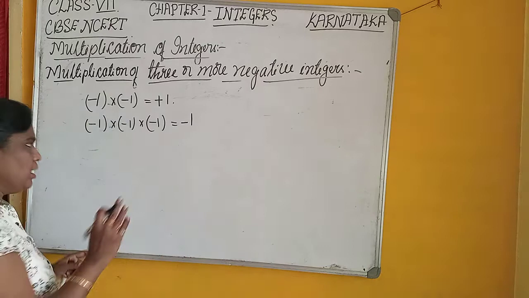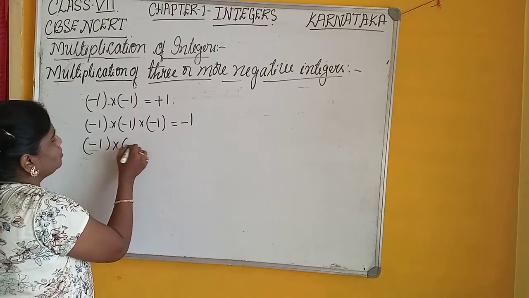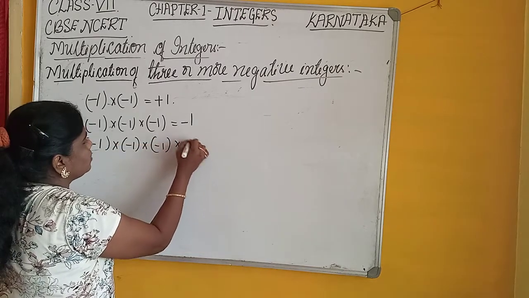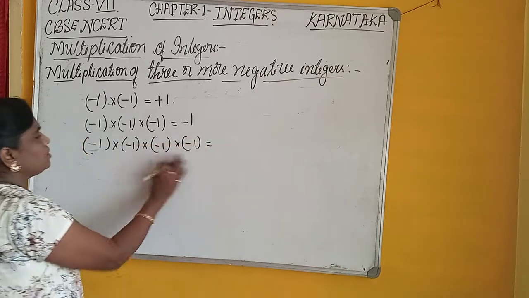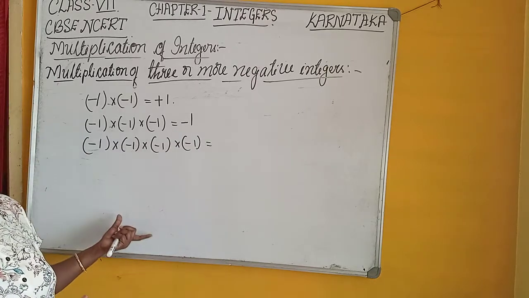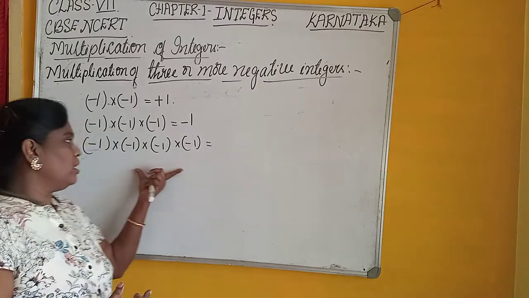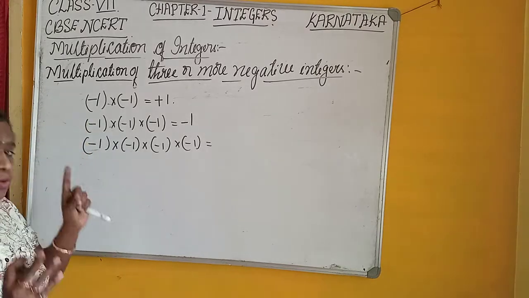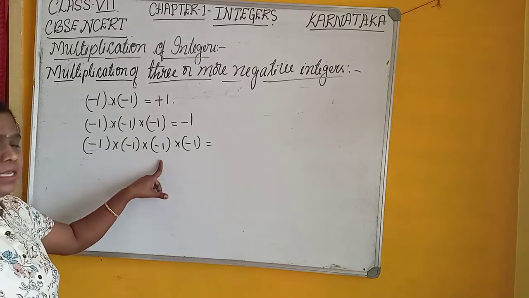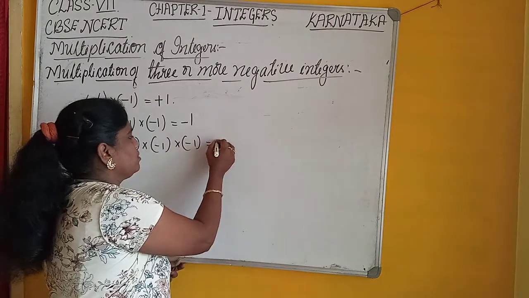Okay, it's easy. Next, move on to this: minus 1 and minus 1 and minus 1 into minus 1. Here, how many digits are there? Any number you can take, but you can understand easily by taking minus 1. Here, how many negative digits are there? Four. You can do minus into minus, plus; plus into minus, minus; again, minus into minus, plus.